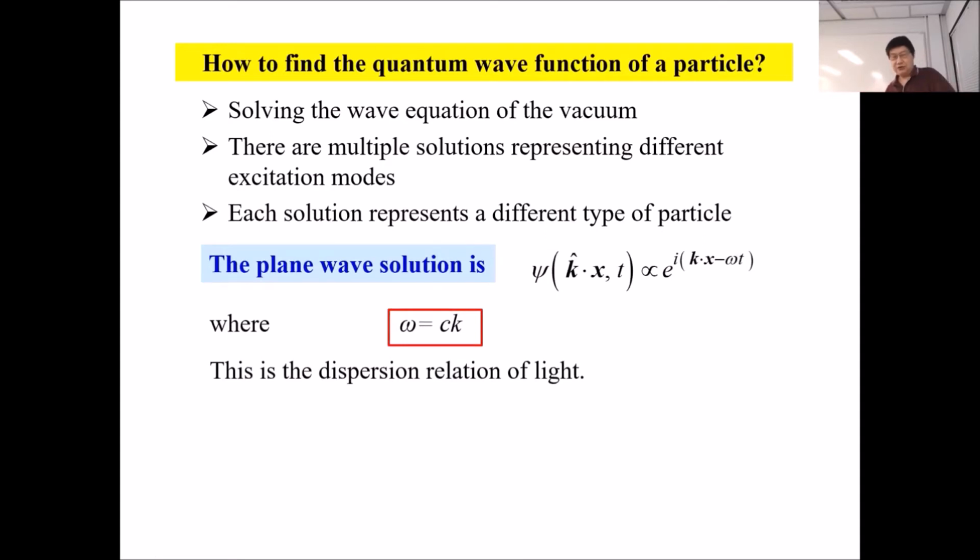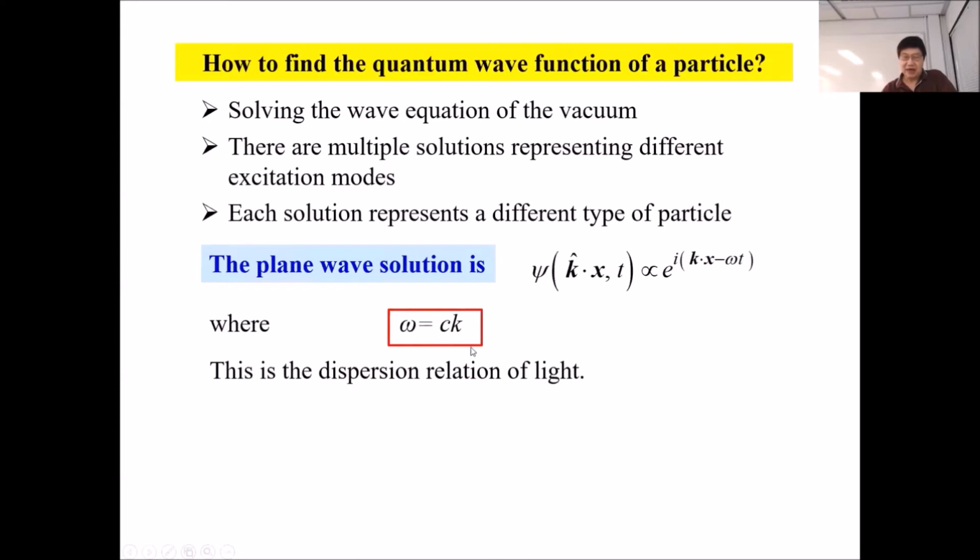The first solution, or the simplest solution for the wave equation of the vacuum, is like this. This is just a plane wave. In this plane wave, it has two wave parameters, k and omega. It's just like before. k is the wave vector, omega is the frequency. Now, in this solution, one can show omega equals ck. c is the speed of light.